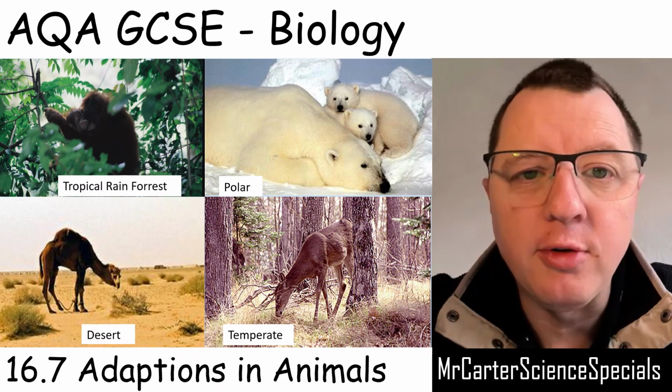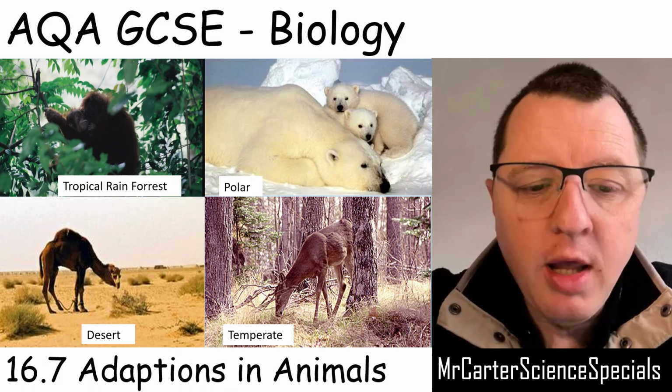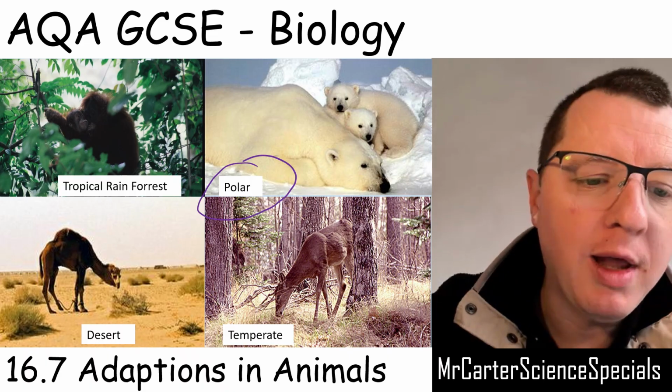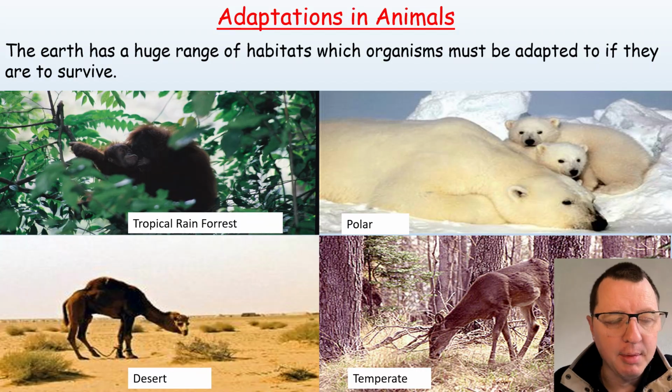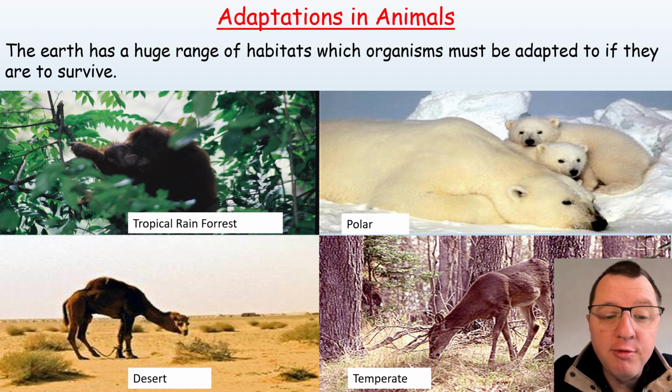In this video we're going to be looking at the adaptations of animals to a range of different habitats. In particular we're going to be focusing on the polar habitat and desert habitats. The Earth has a huge range of habitats which organisms must be adapted to if they are to survive. Habitats like tropical rainforests, temperate forests, polar regions and of course the deserts.